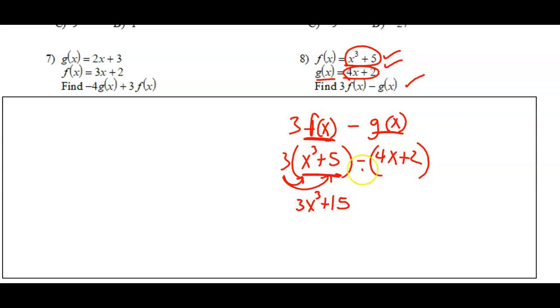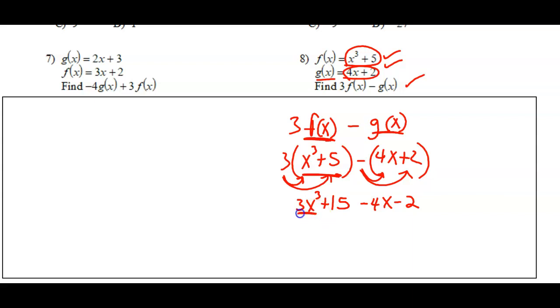And when you have a subtraction sign, you do have to distribute that as well. And what that does is it changes the signs of everything in the parentheses that it's being distributed to. Then you want to combine your like terms. Now, like terms are terms that have the same variable and exponent.